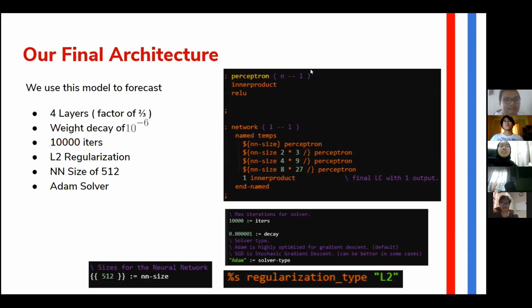After several trials and errors, we finally have our final architecture and use this model to forecast the data. We have 4 layers with a factor of 2/3 and a weight decay of 10 to the power of -6. We have 10,000 iterations with L2 regularization, and for the NN size, we use 512. For the solver, we use ADAM because SGD is better and faster for larger datasets, but it causes inaccuracy. That's why we use ADAM.